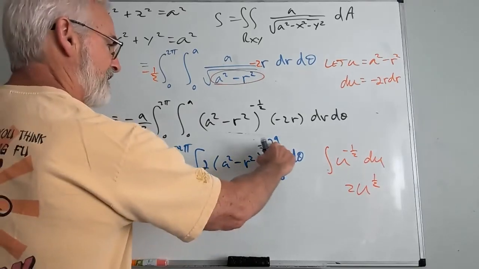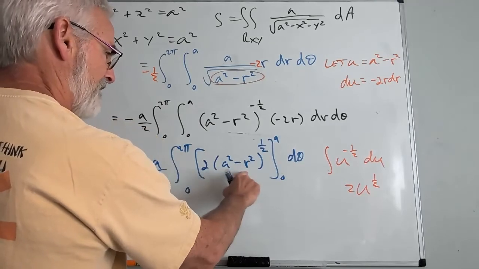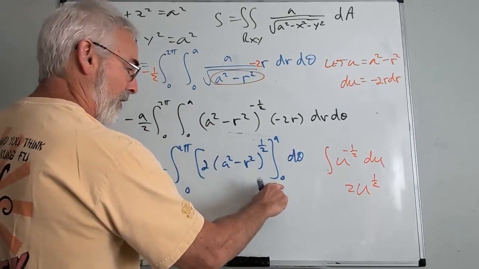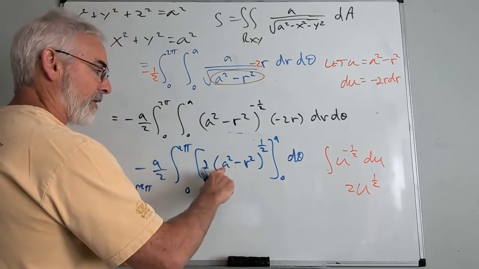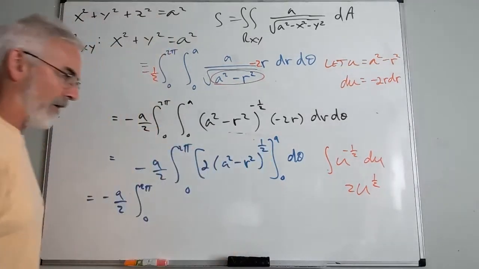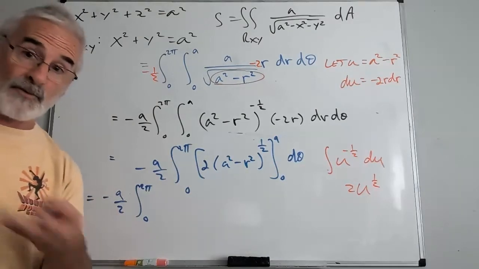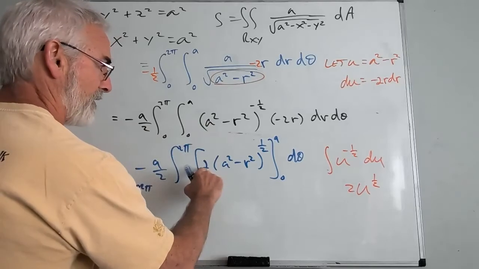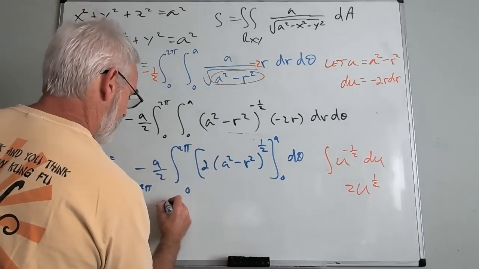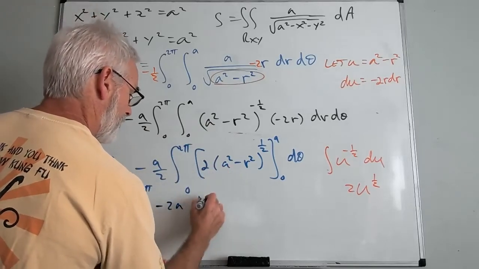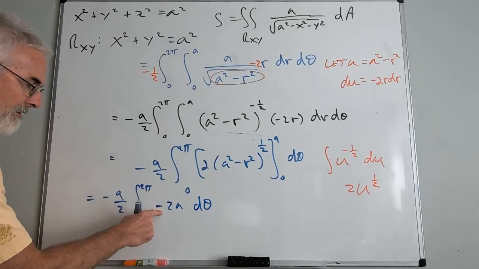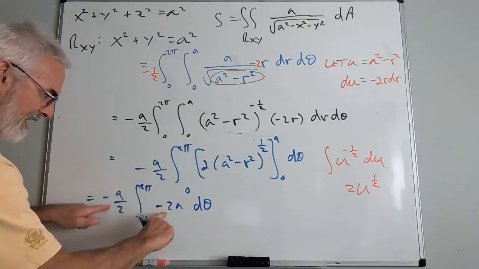When I evaluate this at a, I have a squared minus a squared. That's 0. When I evaluate this at 0, I have a squared to the 1/2 power. That's just a, because a is a radius. There's no absolute value there. So I have 0 minus 2 times a. So that's just negative 2a. I have negative a over 2 times negative 2a. That's a constant. Well, that's a squared.